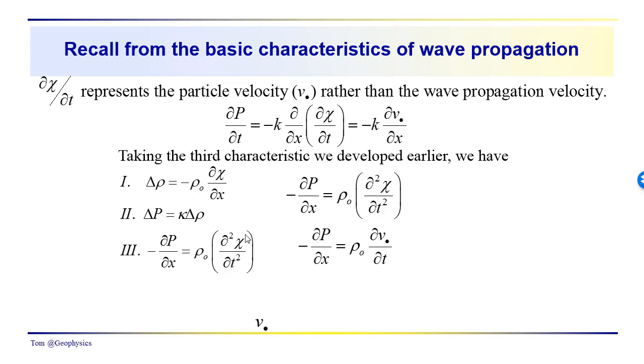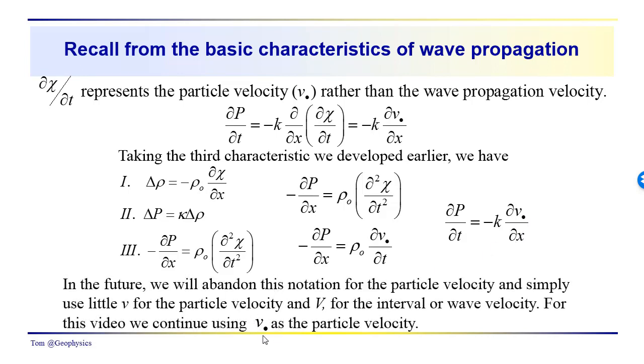So we obtained from this relationship here basically that we have minus dp dx is equal to the particle acceleration, or the temporal derivative of the particle velocity. And then also we could add to this list of characteristics the term that we just came up with, dp dt is equal to minus k dv dx.